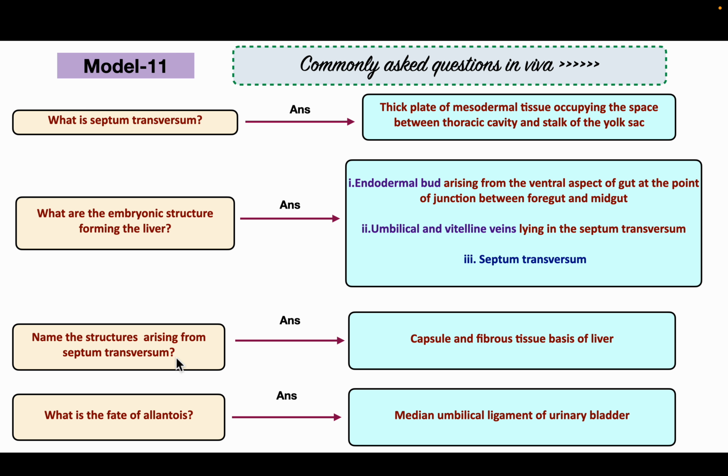Now name the structures arising from septum transversum. The answer is capsule and fibrous tissue basis of liver. Then what is the fate of allantois? It is median umbilical ligament of urinary bladder.